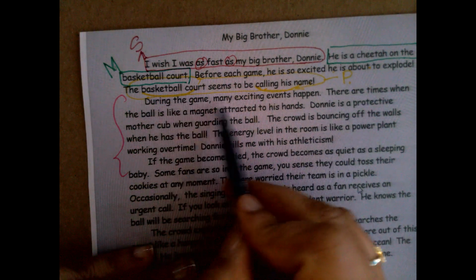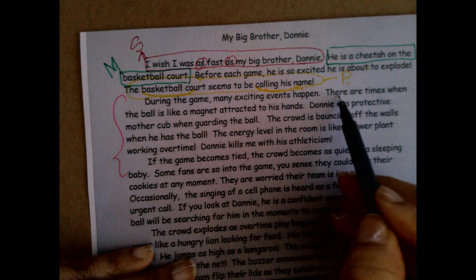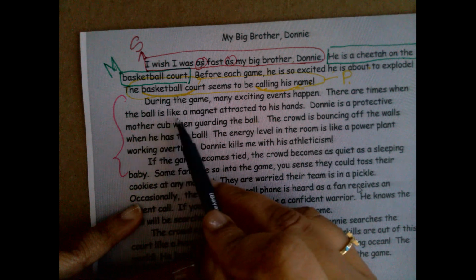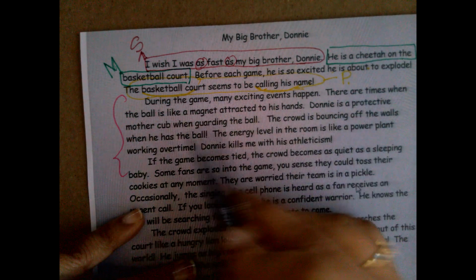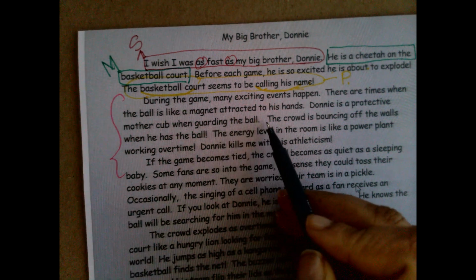So they read: During the game, many exciting events happen. There are times when the ball is like a magnet attracted to his hands. Donnie is a protective mother cub when guarding the ball. I always allow them to read fully before we dissect.